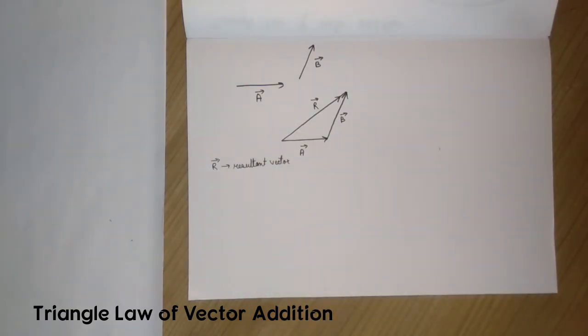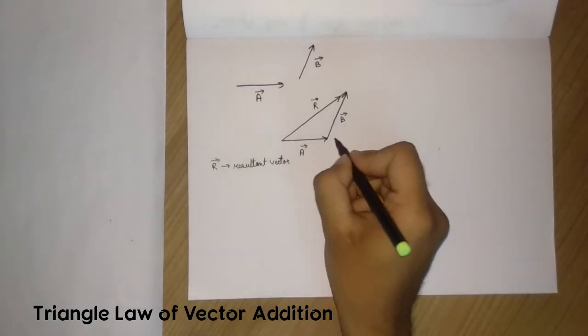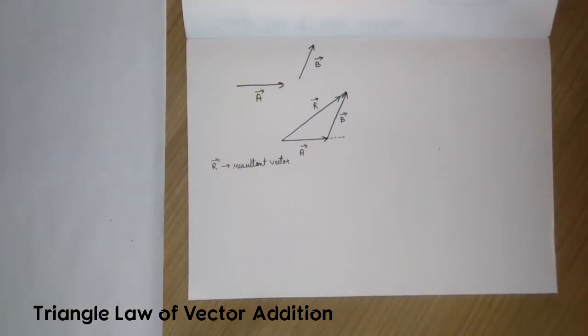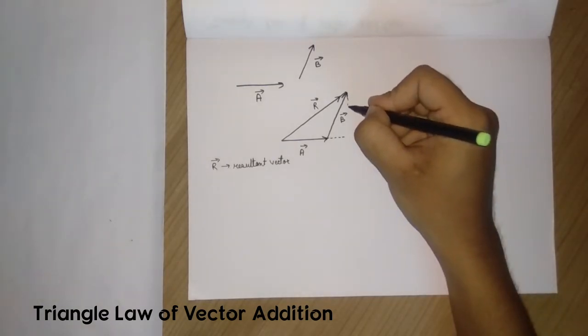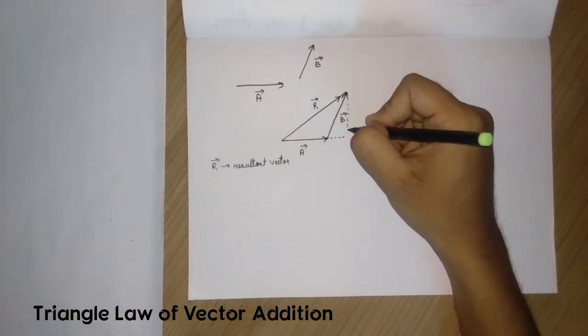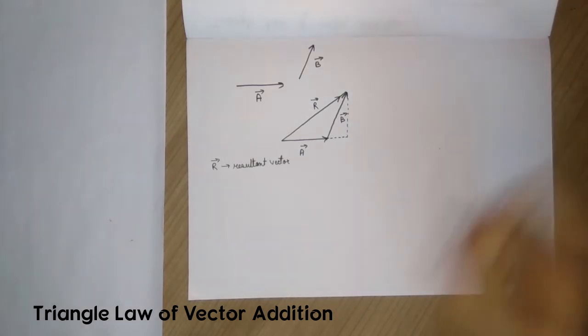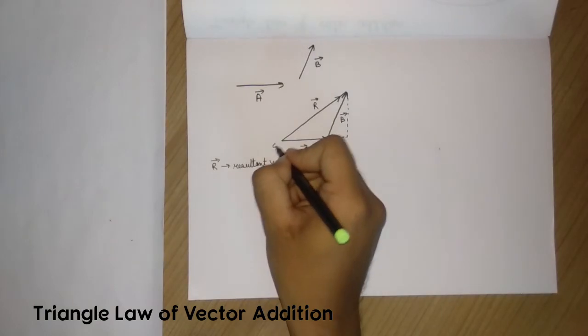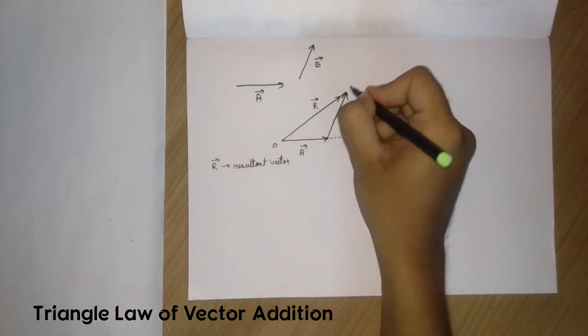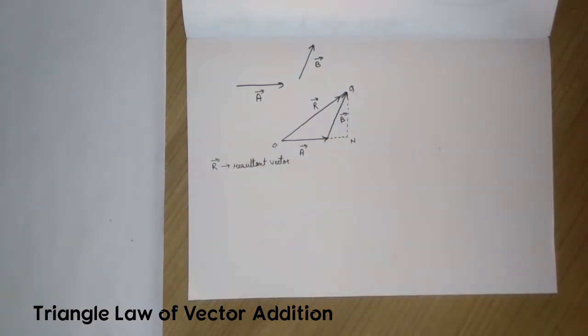The triangle law of vector addition. Now what do we do at first? We do a simple construction. Extend this vector A such that it becomes perpendicular to the point where vector B meets the resultant. As a result, we get a right angle triangle OQN. This is the right angle triangle that you get.